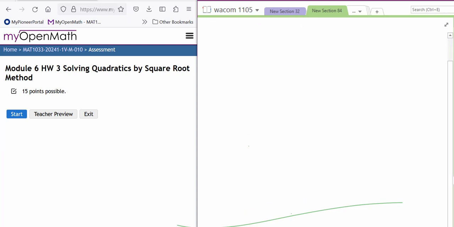All right, so we're going to switch gears and look at Mod 6, Homework 3. And this is solving quadratic equations by the square root method.